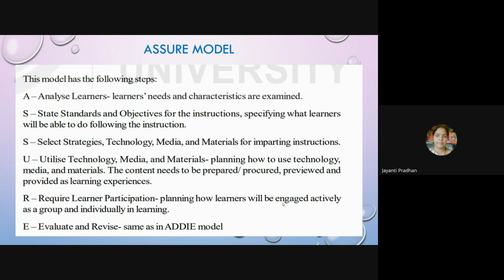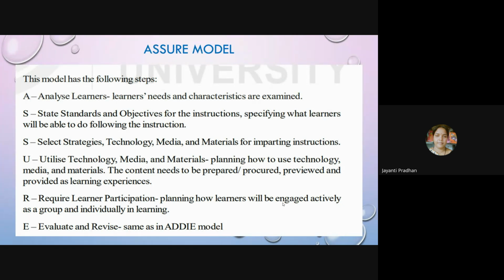Here we are telling, yes, we have to integrate technology and media, and that must be specified and selected. Then utilize technology, media, material. That means first I designed it, now when I develop it I will use it. Utilize technology, media, material: planning how to use them. Content to be prepared, previewed and provided. So we will prepare content, and wherever we use media, any material resource, any link, any image, any box, and any technology, we integrate it all here and prepare the content.